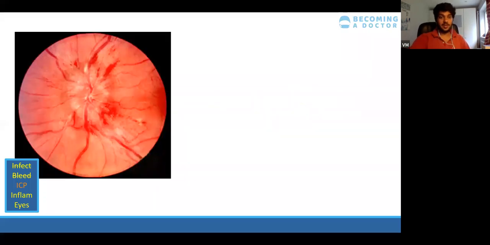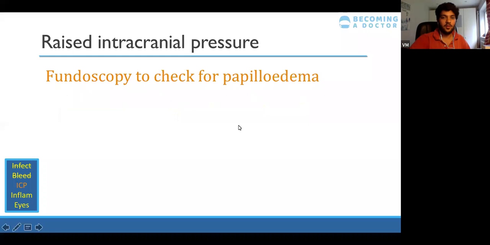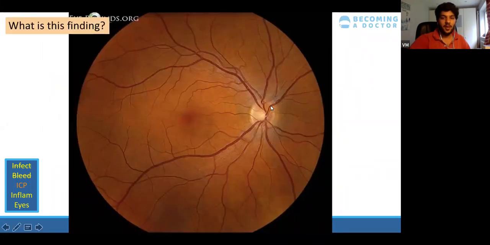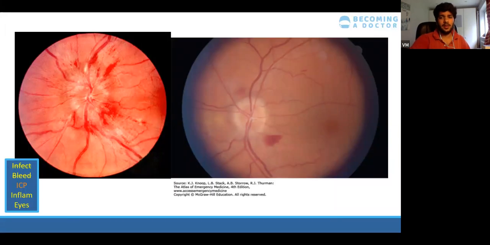And here are some examples of papilledema. The one on the left is particularly aggressive papilledema. The one on the right is slightly more subtle, but can you see that there's a blurring of those margins? I think that's the main thing you've got to look for. If we look here, the margins are completely clear. It's really easy to see that circle. Here it's a little bit more difficult. It's a little bit obscured, it's a little bit blurrier. This is papilledema.